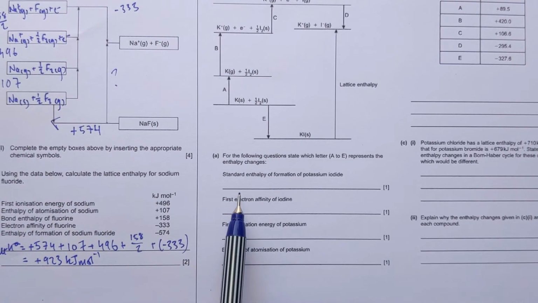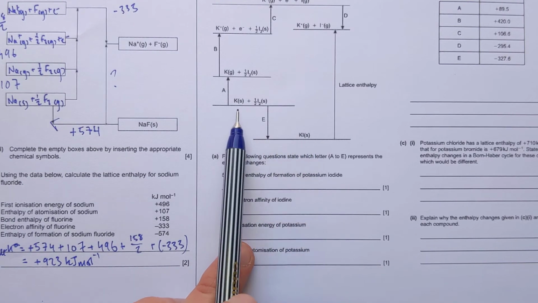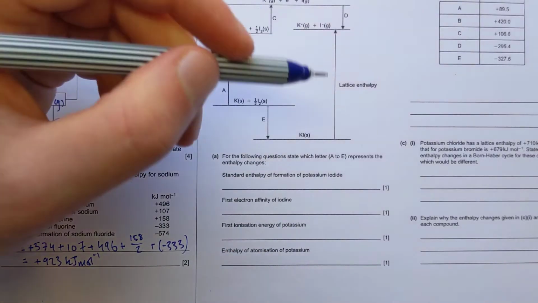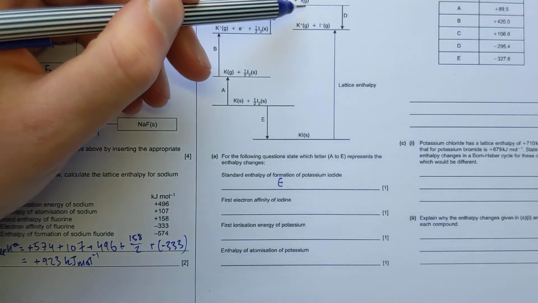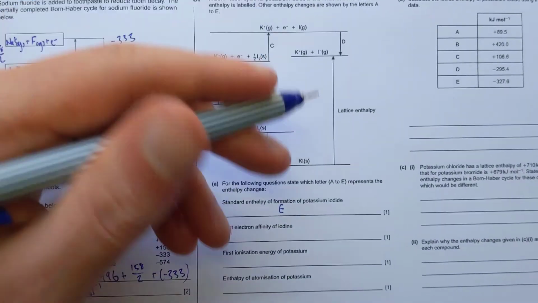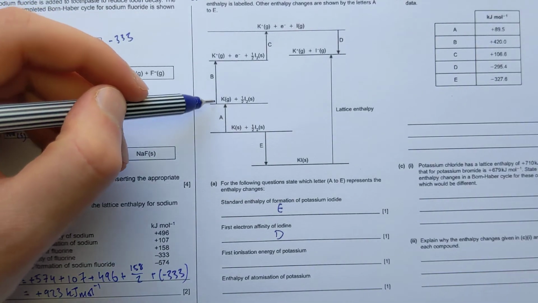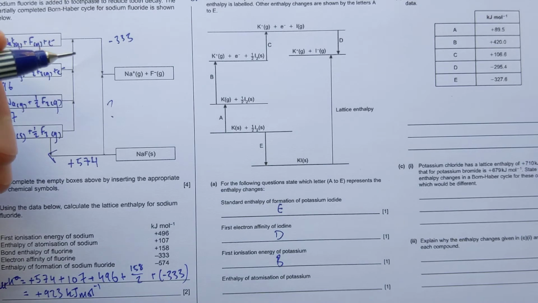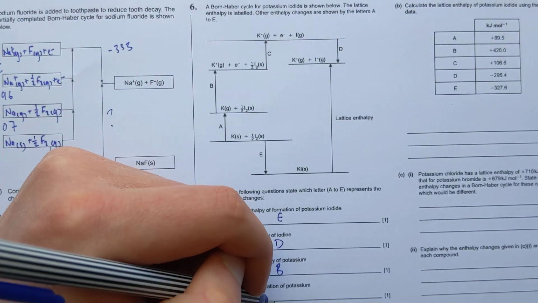So working our way down, the standard enthalpy of formation of potassium iodide, that's forming potassium iodide from its elements in their standard states, as written here. Therefore, it's going to be change E. First electron affinity of iodine, so that's iodine going to I minus, that is D. First ionization energy of potassium, that's K as a gas going to K plus, which is B. Then the atomization of potassium, that's going to be the solid potassium going to gaseous potassium, which is going to be A.